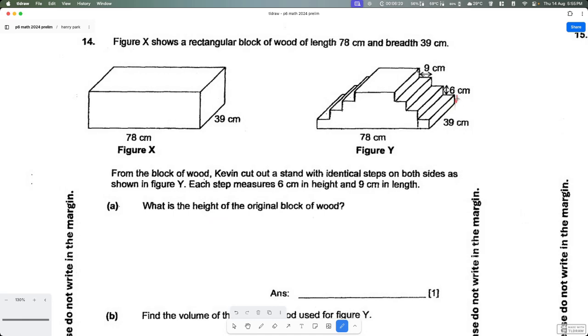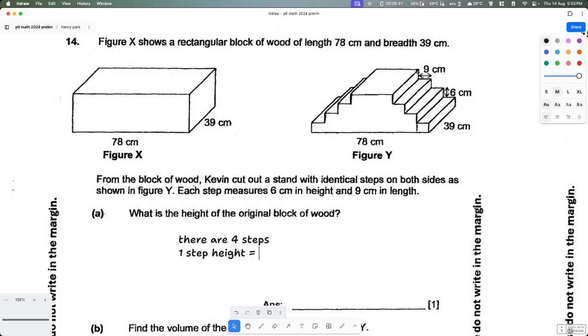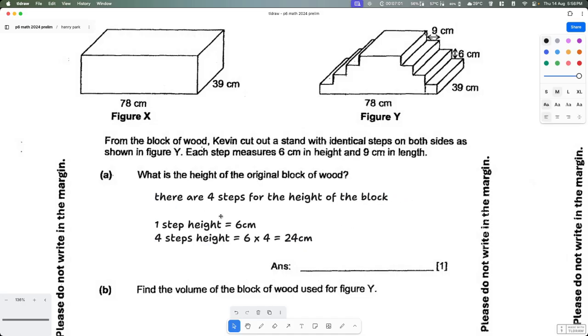Okay, so we have the original wood over here and we can measure now, right? We have 6, 6, 6, and 6. So there is a total of 1, 2, 3, 4 steps. So there are 4 steps and 1 step height is 6 centimeters. So 4 steps height is equal to 6 times 4, which is equal to 24 centimeters. So 4 steps make up the height of the block, which is this. So the answer to this is 24 centimeters.